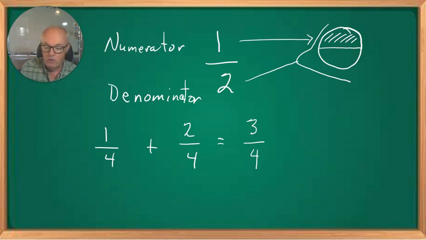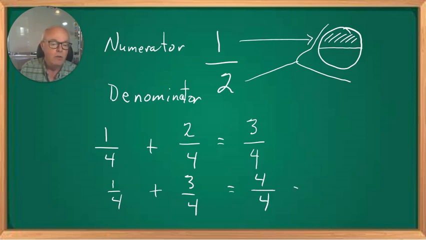Now here's one more example. Maybe we might have 1/4 and we're going to add 3/4. Well, add the tops. 1 plus 3 is 4. The bottoms stay the same. The denominators, we have 4 out of 4, or that's equal to a whole.